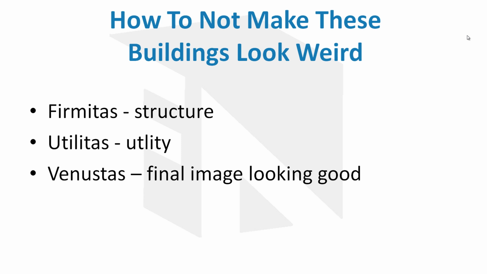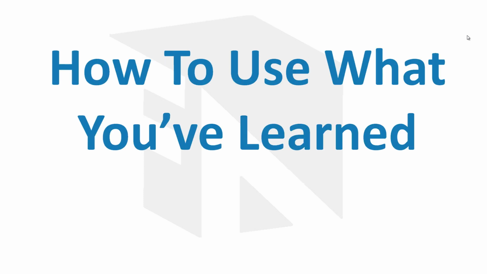How not to make the buildings look weird, recap: firmitas, structure, show structure; utilitas, utility. Think of utility while you're sketching it, so it's not like an amorphous blob, right? It needs to have something special to it, right? A bit of common sense. And venustas, the image looking good.